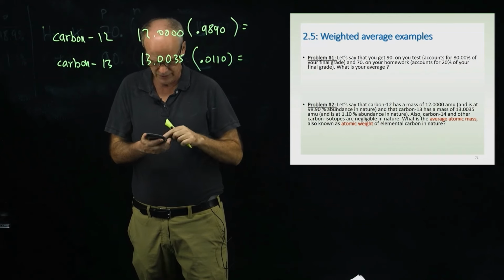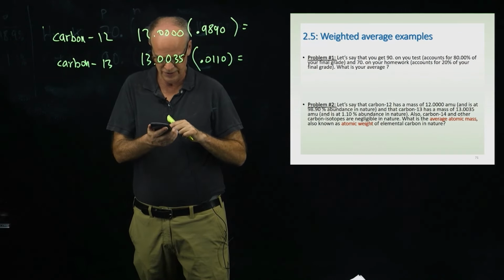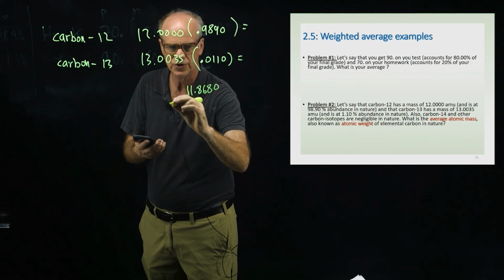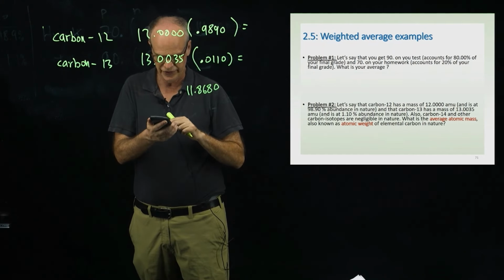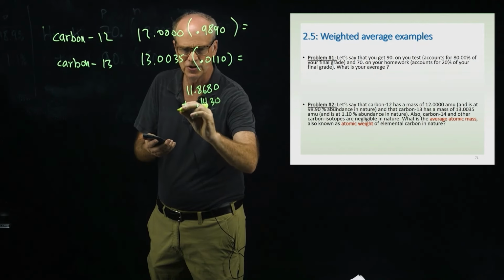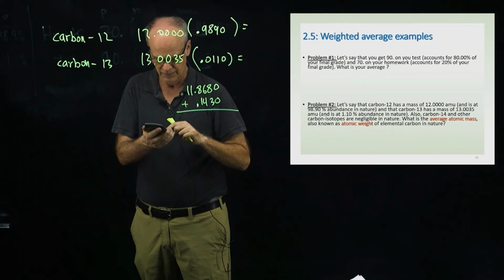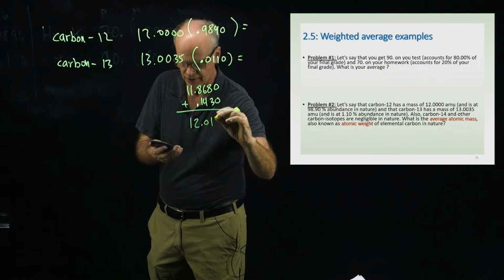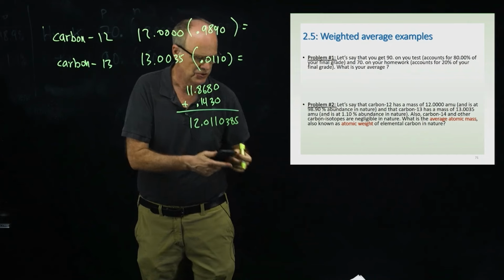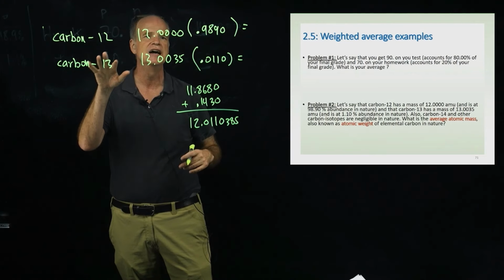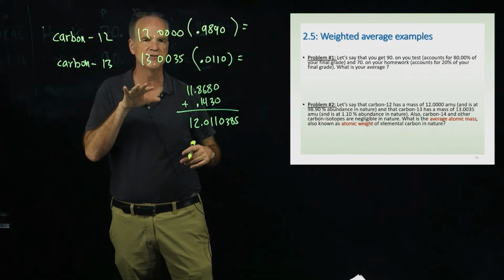So it's going to be 12 times 0.9890, and I get 11.8680 for carbon 12 as the first number. And then for carbon 13, it's 13.0035 times 0.0110, and I get 0.1430. These numbers are going to be added. So what do I get? 0.1430 plus 11.8680, I get 12.011038.5 on my calculator. So here, what I've just done, considering the relative abundances of these two carbon isotopes, 12 and 13, is calculate what the average atomic mass of carbon should be.